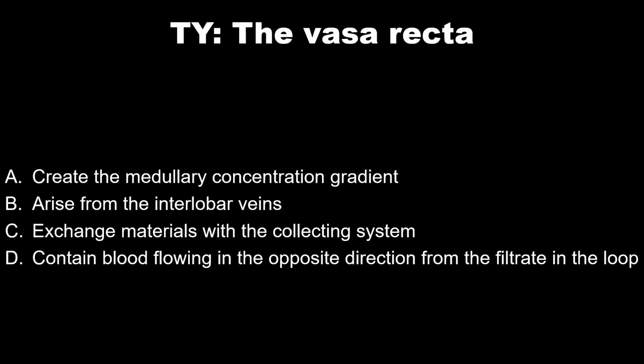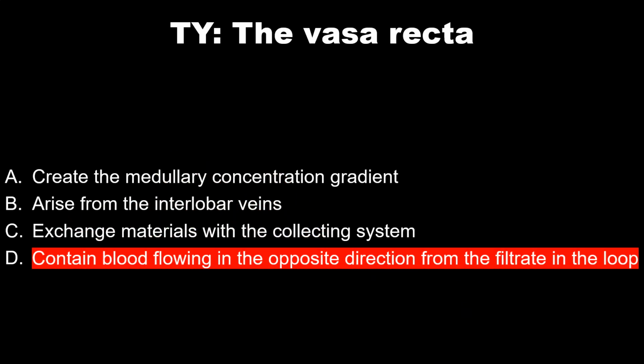The vasa recta does what of these? Contains blood flowing in the opposite direction from the filtrate in the loop. Remember, blood flows down the ascending and then up the descending.